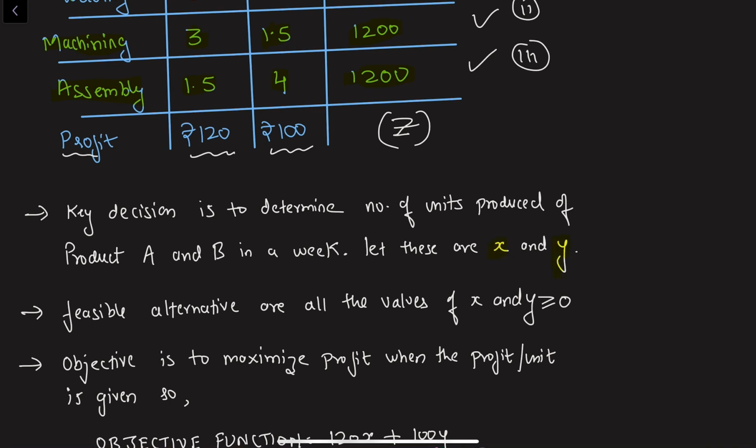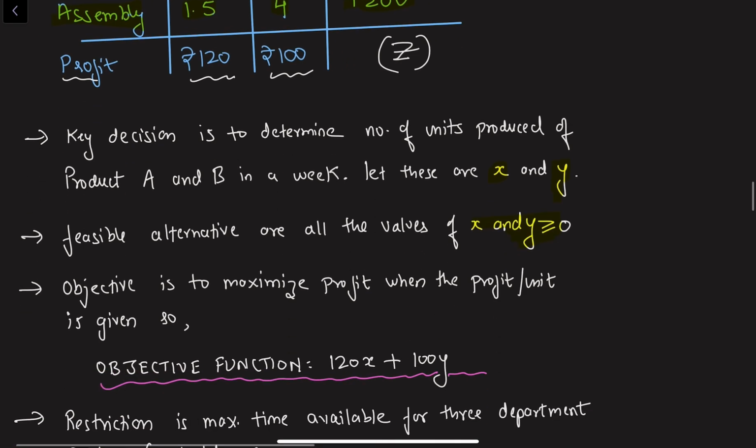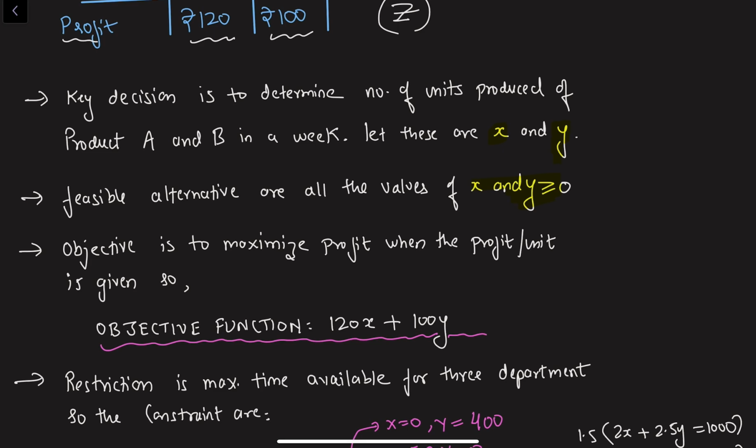And the feasible alternatives are all the values. So basically X and Y should be greater than 0. And our objective function is to maximize the profit. Profit per unit is given, so the objective function is 120x plus 100y. So this is my objective function, which I have identified already.